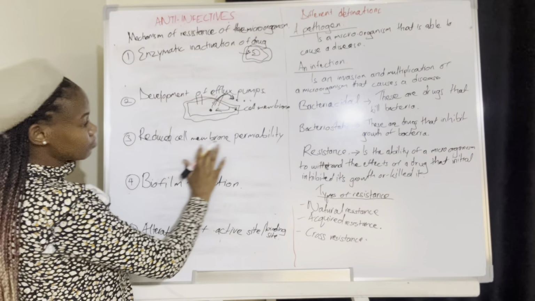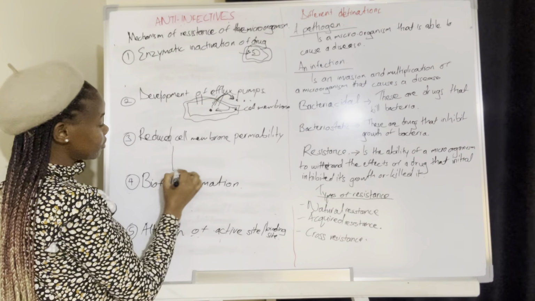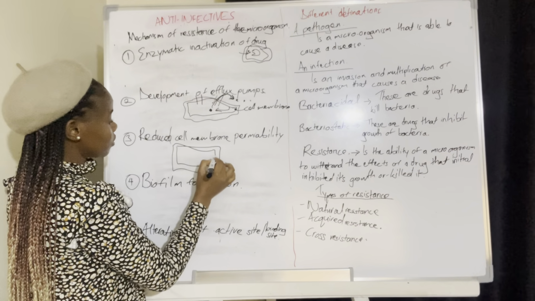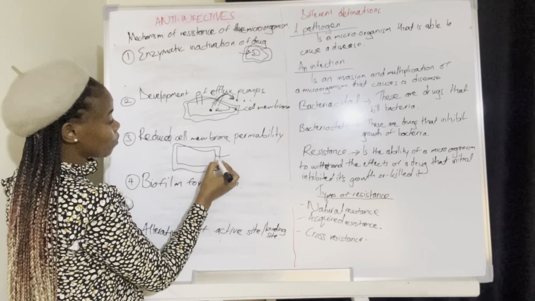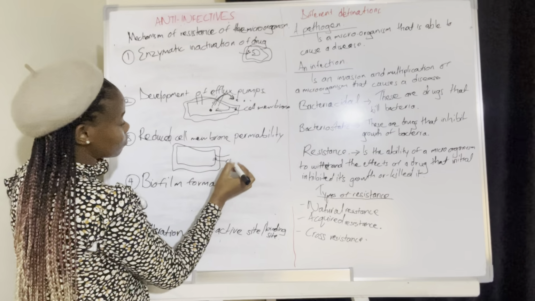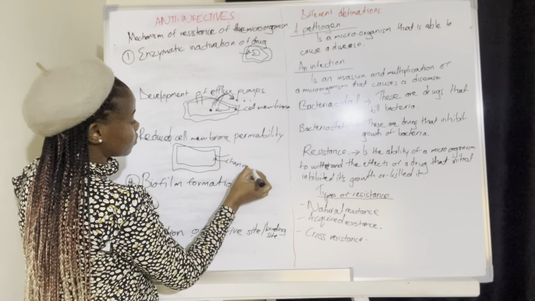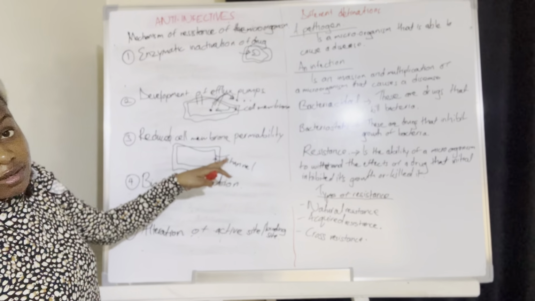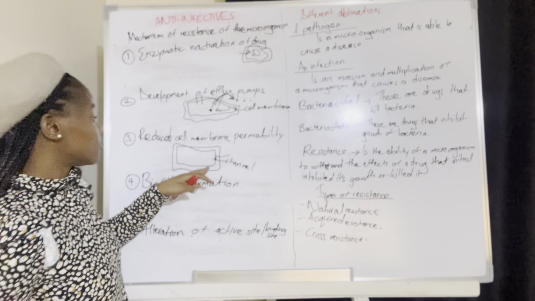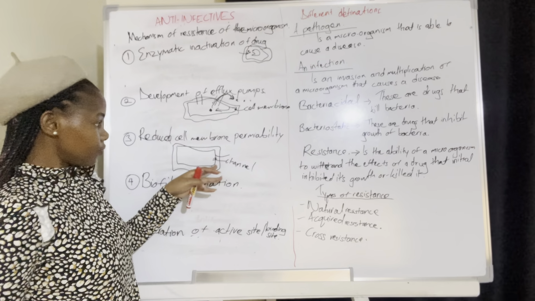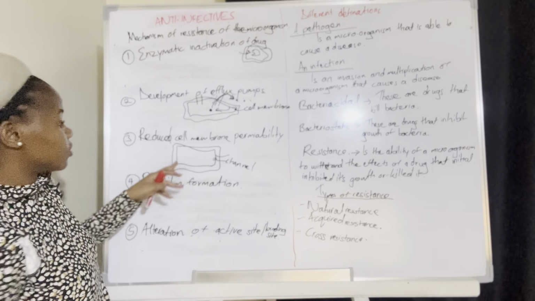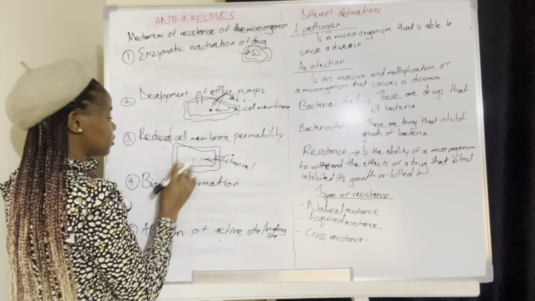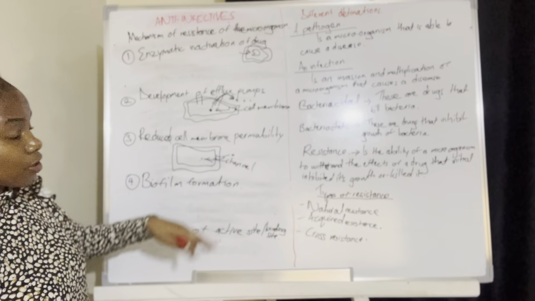The next one is reduced permeability. For reduced permeability, any microorganism is going to reduce or block its channels. These are channels. These channels are the ones that allow substances to enter the cell, are the ones that are responsible for permeability. So microorganisms are going to reduce or close the channels that were initially allowing drugs to enter into the cell.